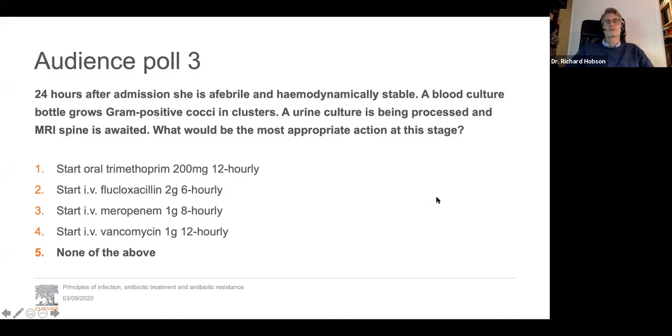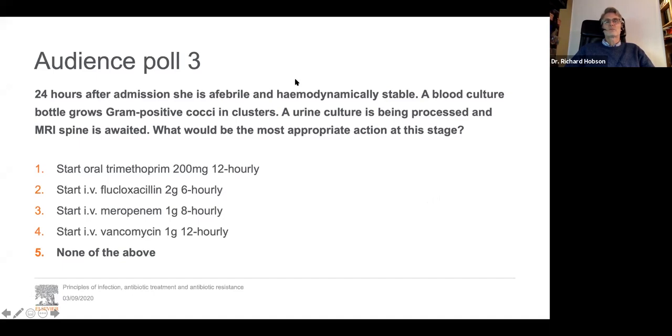And the reason for that is that this woman probably has discitis. Discitis may be secondary to urinary tract infection. Sometimes you get discitis caused by the same organism as caused a recent UTI, but it may not. And in fact, in our experience locally, it's usually caused by Staph aureus.